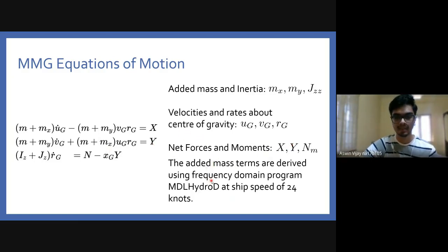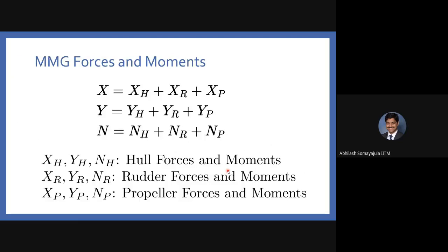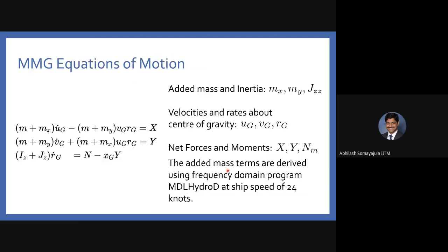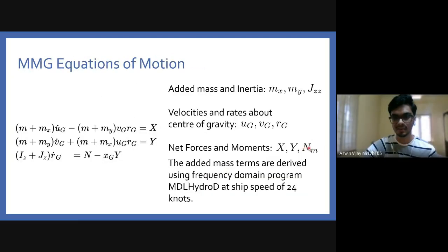The added mass terms are derived using a frequency domain program at the nominal speed of 24 knots. What is Nm? Nm is the moment about midship. It will be the same as Ng. Okay.